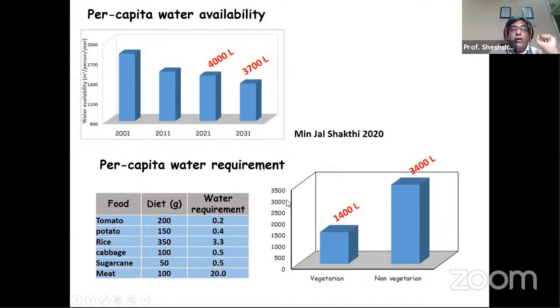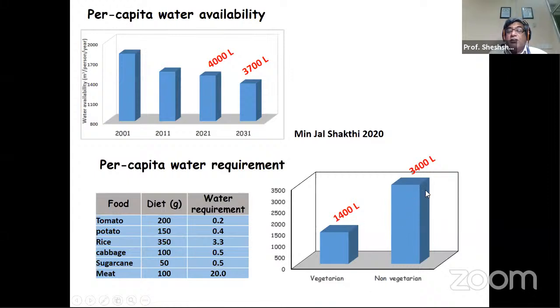But if you now calculate the amount of water that is required for a diet, which will include both vegetables as well as the cereals and the grain crops that we eat, and if you have a typical recommended diet for an Indian situation, which is a vegetarian or a non-vegetarian diet, you can see the amount of water that is required for a person. This is from the data that we can calculate from the water required for growing a plant. And we can say that we need about 1,400 liters of water per day per person.